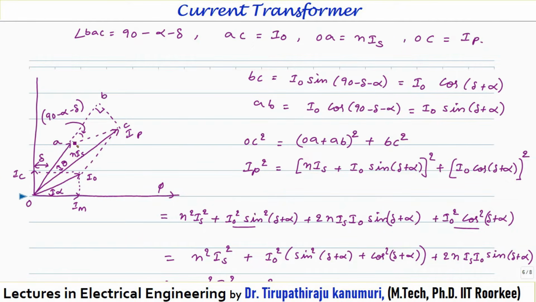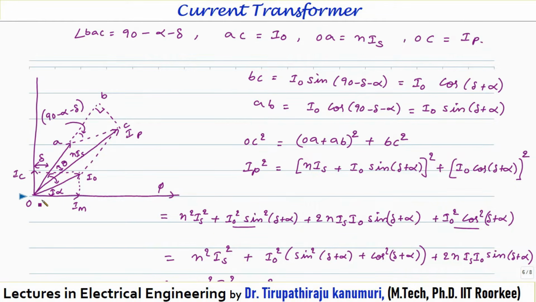So now I can calculate my value of AB. AB will be equal to I naught cos of the angle. Similarly, BC will be equal to I naught sine of the angle. So what is this angle? You can clearly observe here, this angle is nothing but the angle between I naught and N times Is. That means the same angle will be here. So the total angle is 90 degrees. So this angle will be equal to 90 minus, out of 90 you have to subtract alpha and delta. That's why this angle will be equal to 90 minus alpha minus delta.